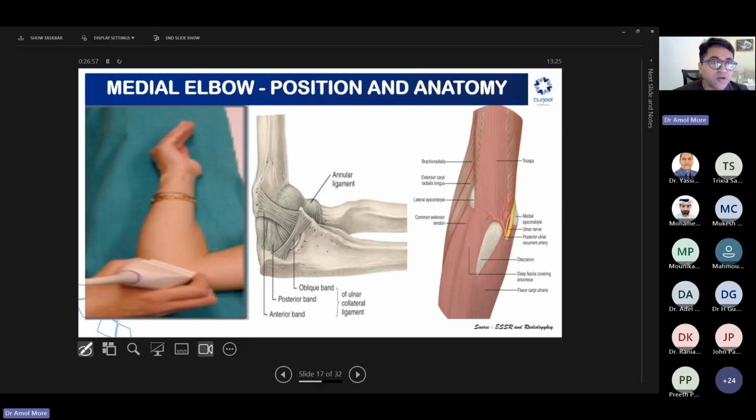Next plane for the elbow assessment after anterior is your medial elbow. For medial elbow, we keep our elbow joint in this position. We have to locate the medial epicondyle first. Once we locate it, we keep the cranial end of the probe on the medial epicondyle, and then with the caudal end of the probe we change the planes according to our requirement for the evaluation of medial elbow structures. What we see in the medial elbow is the anterior band of the ulnar collateral ligament and the common flexor tendon origin.